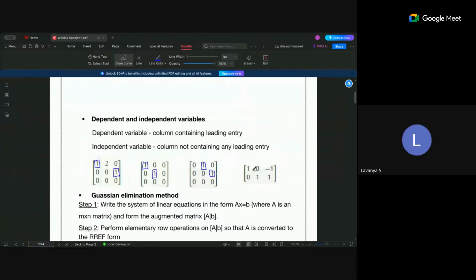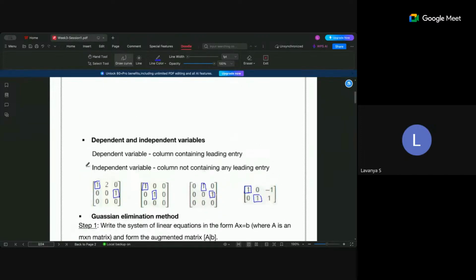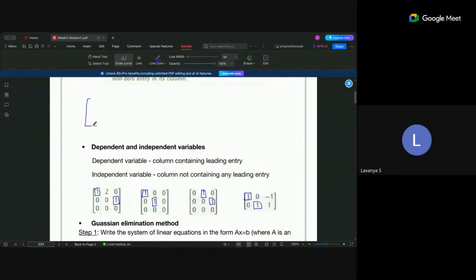Correct. For example, here you see that these are the leading entries, and these columns do not contain any other non-zero entries. So all these matrices are in RREF form. Now maybe I will give you another example. Tell me whether it is in RREF form or not. Is this in RREF form?